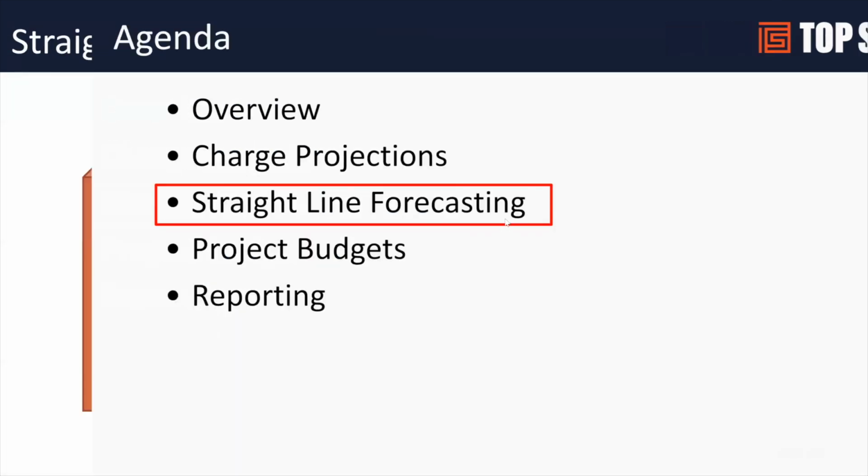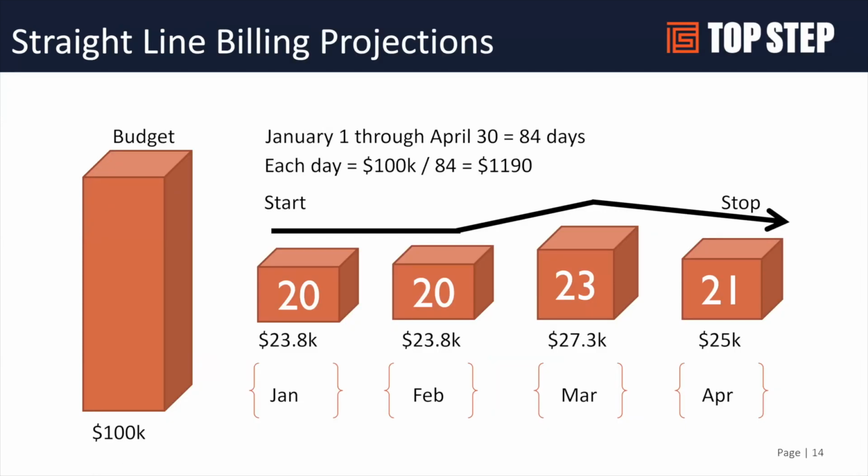We mentioned straight line projections. One thing to notice about straight line projections is it requires a start date and an end date. So in this example, we've got January through April. It's going to look at the budget, calculate how many days in each month there are, and divide that into the budget to come up with a daily amount. So it's not actually completely spreading evenly across the months. It could be some variations based on the number of work days in the month.